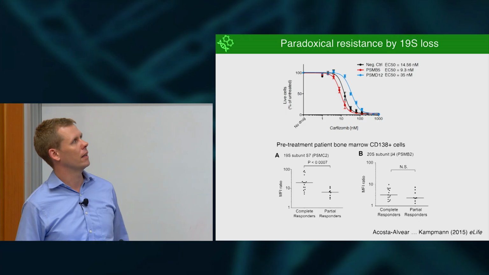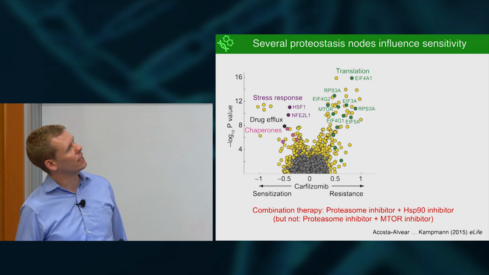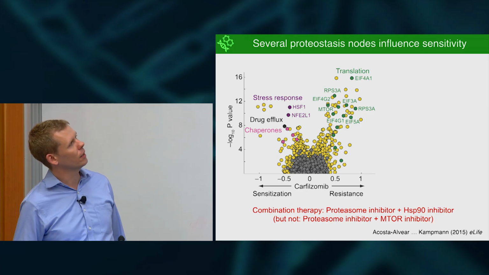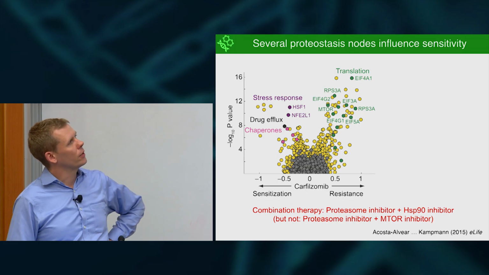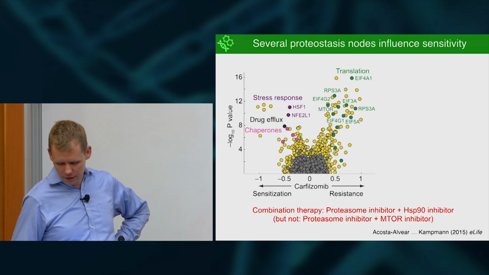So in our cell-based model, we were in fact able to identify predictive biomarkers. We are also able to predict good ideas and bad ideas for combination therapies. For example, what we predicted and what had been published before is that knockdown of HSP90 chaperones would synergize with proteasome inhibitors. So we get a negative sensitization to carfilzomib.